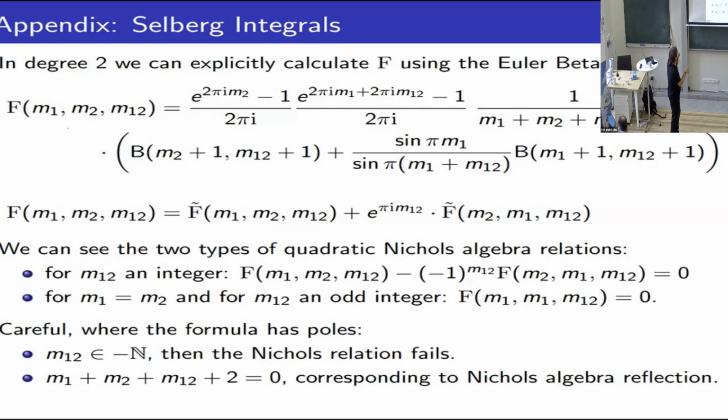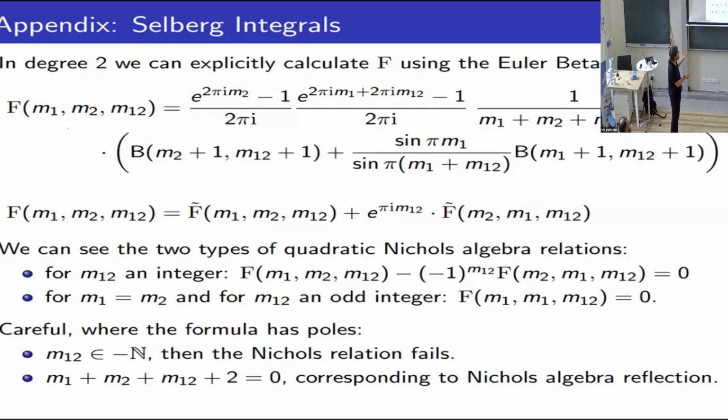But the point is, you can write this f using complex analysis into some other f plus e to the pi i m12 times some other f, some combination of these things. And now we see two types of Nichols algebra relations appearing. For example, if m12 is an integer, then these signs are either equal or equal up to a sign. So it means that this expression is either the same as the expression when you switch m1 and m2, or it's minus this expression. So you have a relation like this.